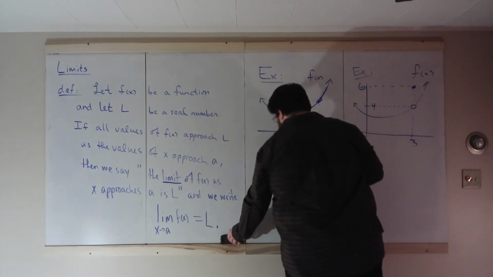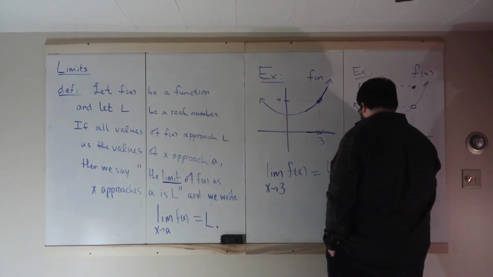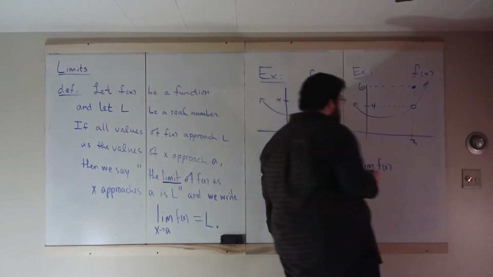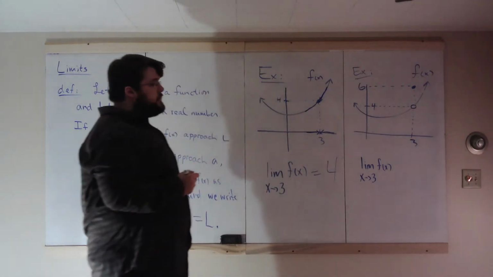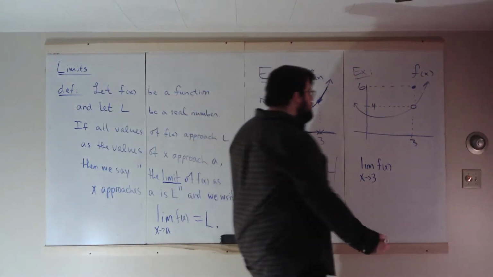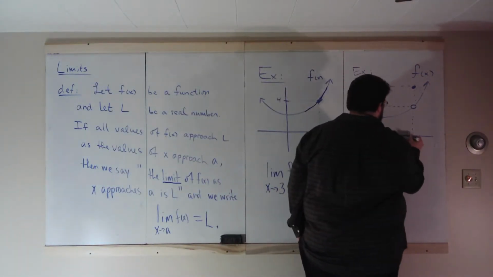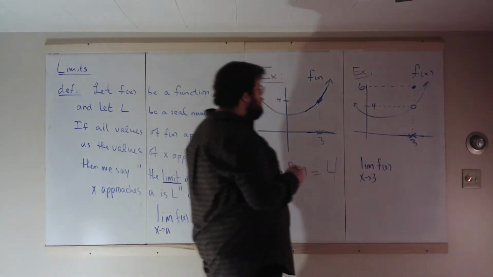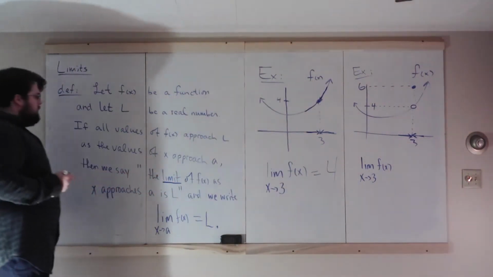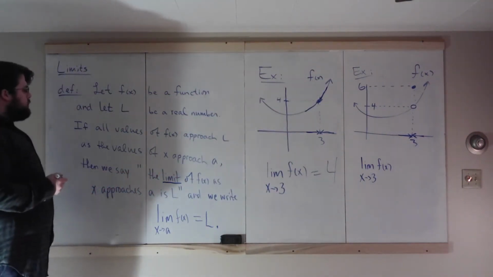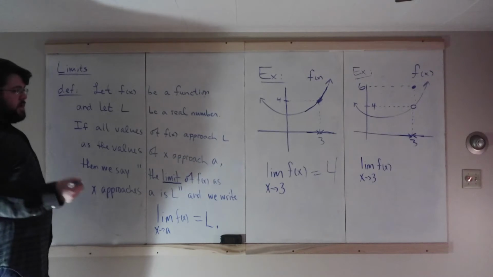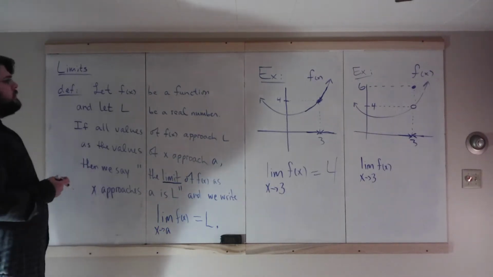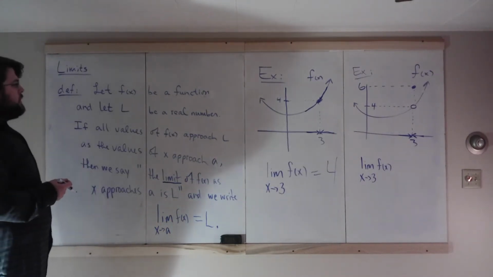But what is the limit? We're still going to try to find the limit as x approaches 3 of this function. And again, we still have these two ways of approaching 3. We have that way, and we have that way of approaching 3. If all values of f of x approach L as x approaches 3 in either of those directions, then the limit is that number, that L.